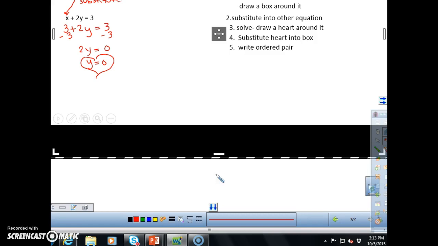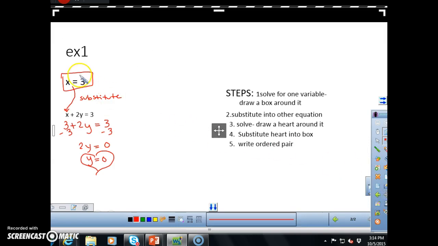So the y coordinate is 0. I'm going to take the heart and substitute it back into the box. Now this one's already done for you, essentially. Right? X equals 3. So our ordered pair would be 3, 0. X equals 3 and y equals 0. That's where these two lines would cross each other.